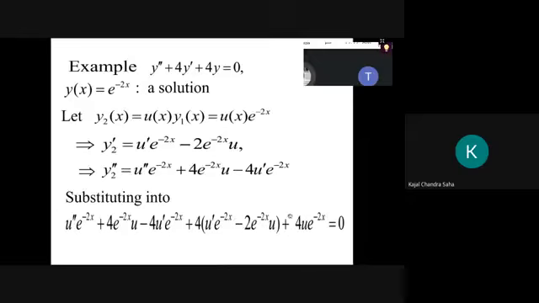And after some simplification we get this value, u double prime e to the power minus 2x. Since e to the power minus 2x is not equal to 0, so u double prime should be equal to 0.